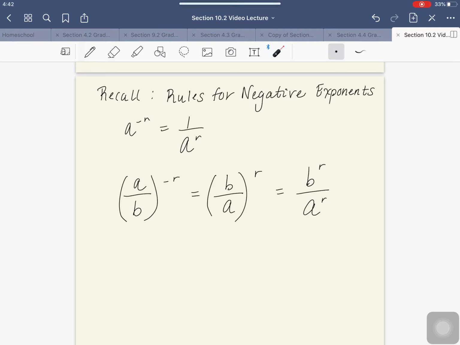A to the negative r, you're going to flip it and make it 1 over a to the r. If you have a over b to the negative r power, flip it and make it b over a to the r power.